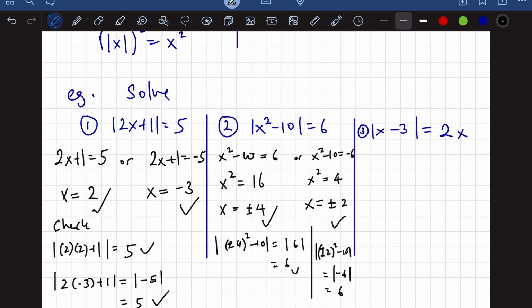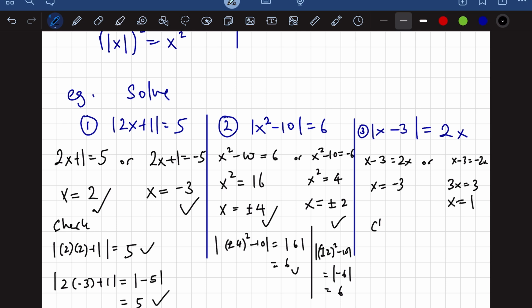This is modulus of x minus 3 equals 2x. Similar to parts 1 and 2, we're going to split into two parts. We're going to say that x minus 3 equals 2x, or x minus 3 equals negative 2x. I'm going to solve for it. So x will be equal to negative 3. Over on this side, we will say 3x equals 3 and x equals 1.